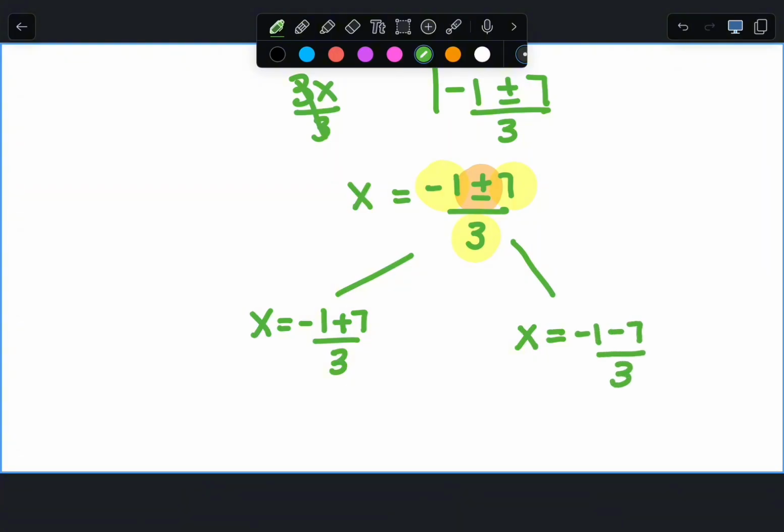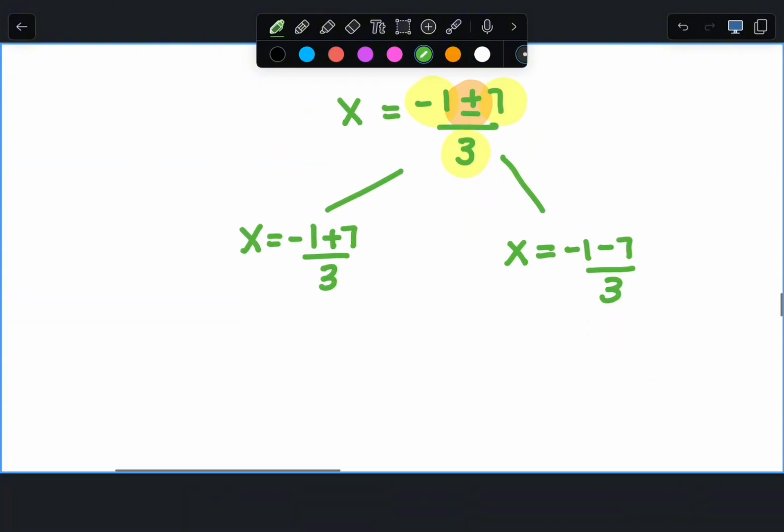Now, yes, you can do this in your head because they're small numbers, but you can also put it in the calculator. Alpha x, -1 plus 7 at the top, 3 on the bottom. Alpha x, -1 minus 7 at the top, 3 at the bottom. What's -1 plus 7? 6. Divided by 3? 2. On the other side, what is -1 minus 7? -8. Divided by 3? Does it simplify? No. So for that one, you should get -8 over 3.